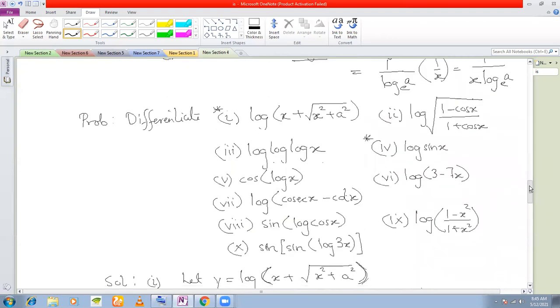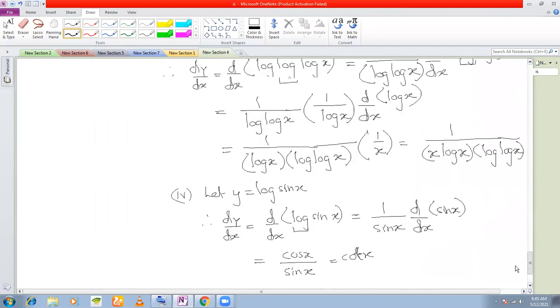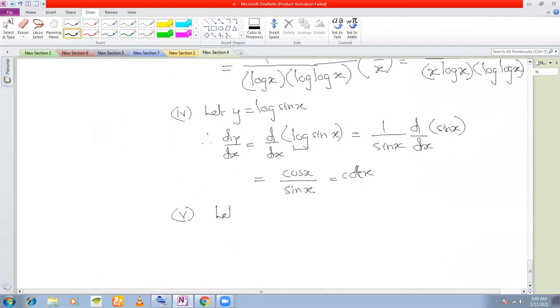Next, I have given you cos of log x, number 5. Very similarly, we differentiate y is equal to cos log x. Would you try this, Devanjan?